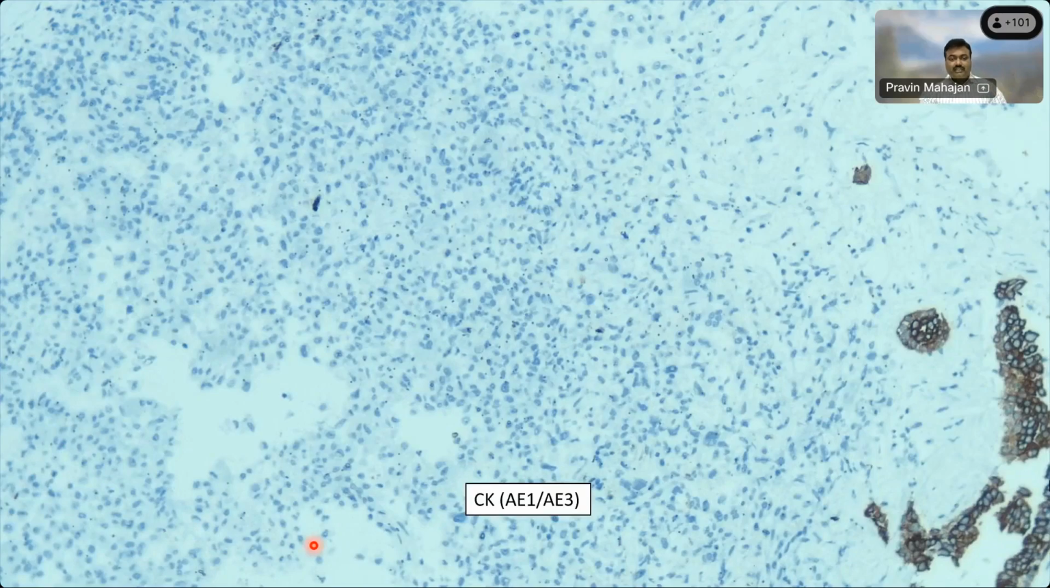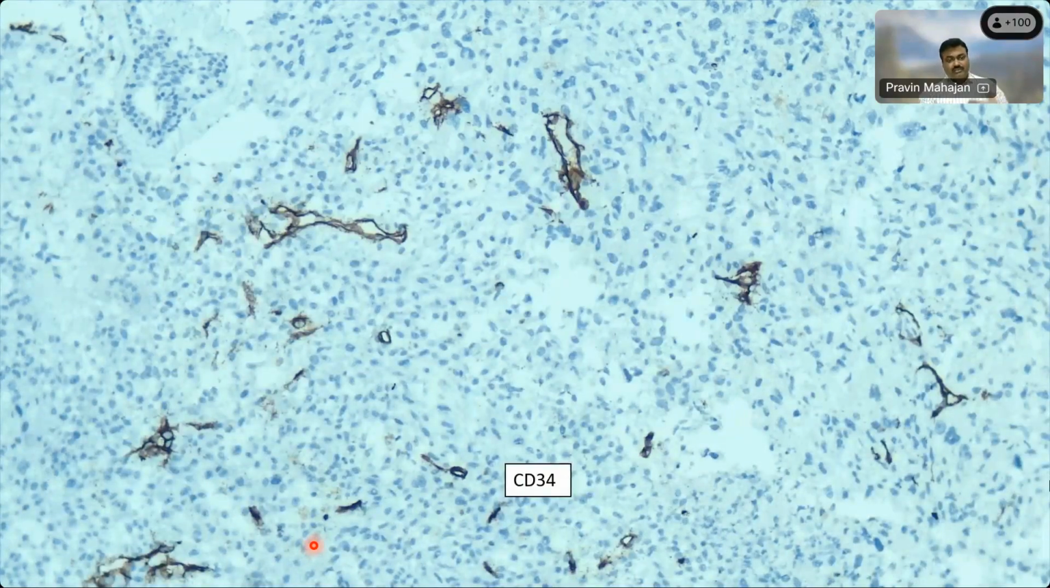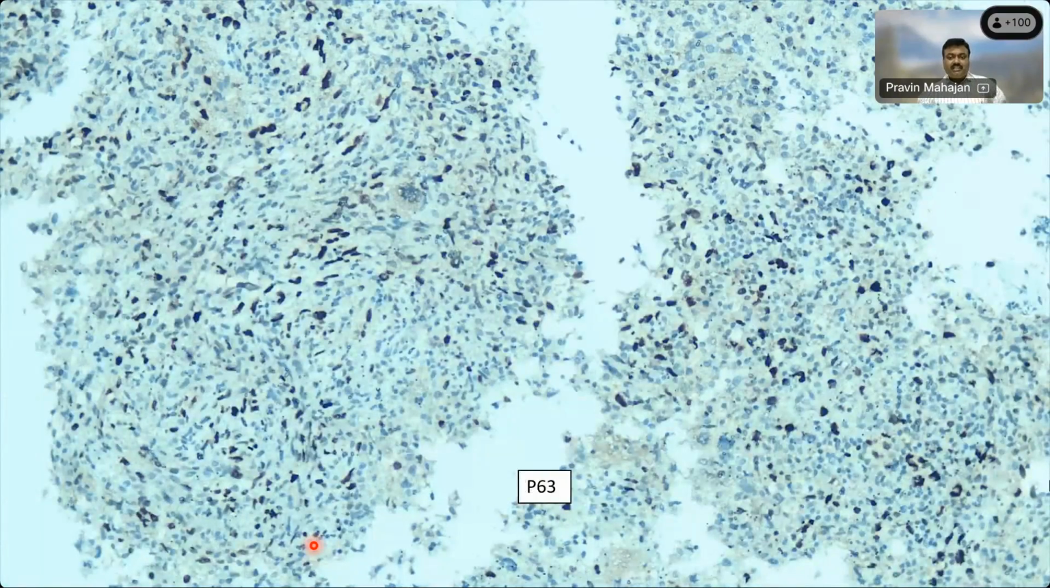So cytokeratin AE1/AE3 was negative. CD34 is negative here, because I told you spindle cells of the phyllodes tumors can be positive, but it came negative here, so it doesn't help me. P63 is actually positive in a good proportion of cells. I would say 20%, maybe 15 to 20% is positive. So even though CK is negative, P63 is positive.